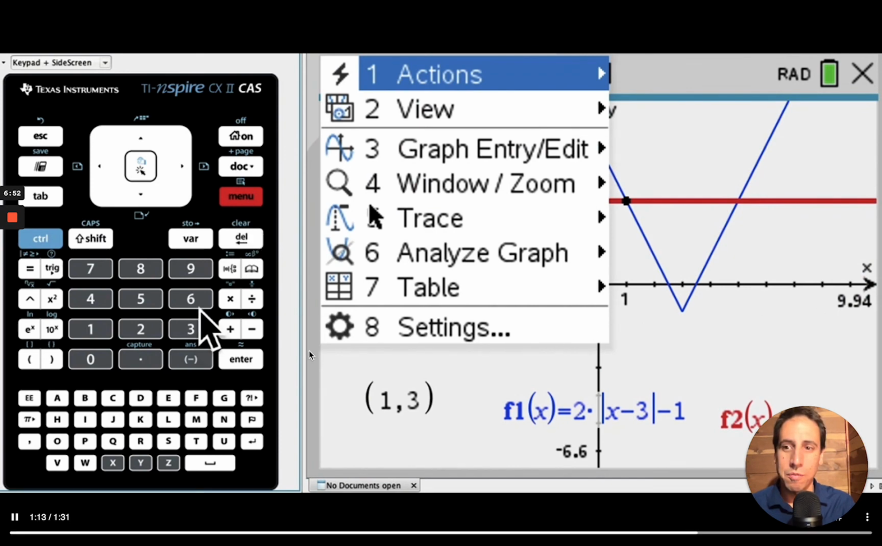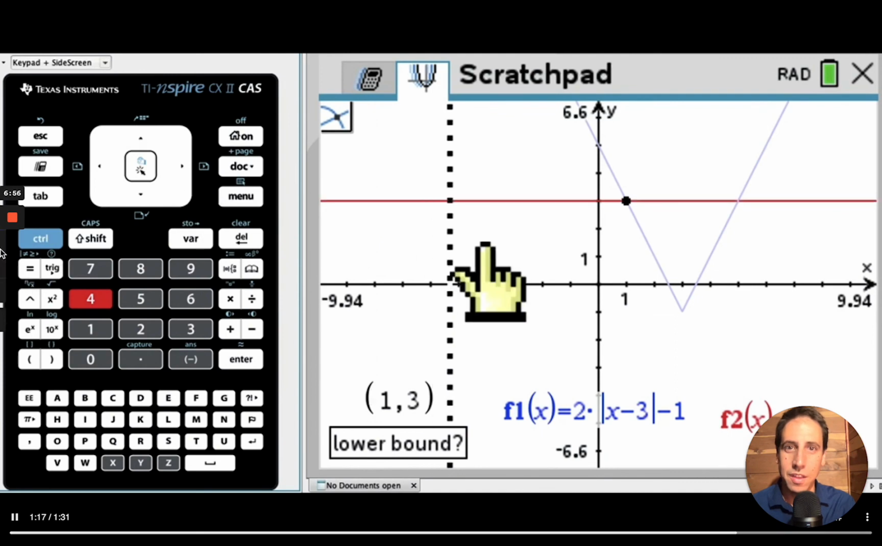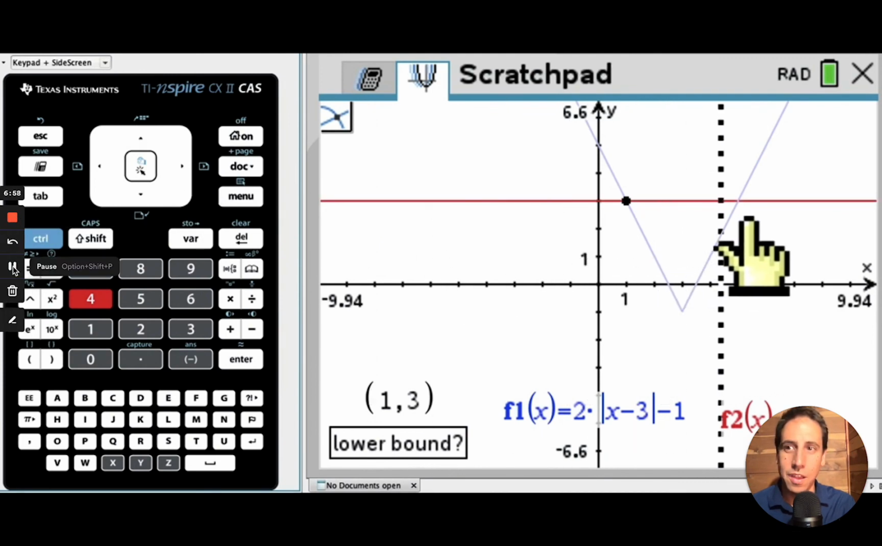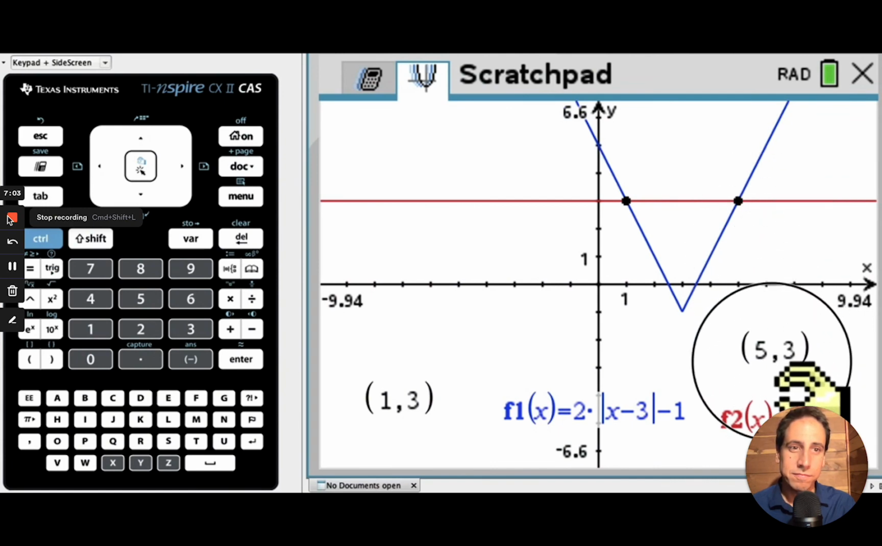Then you can go menu, trace, and analyze graph, and there's a lower bound, upper bound. Intersection is 5, 3.